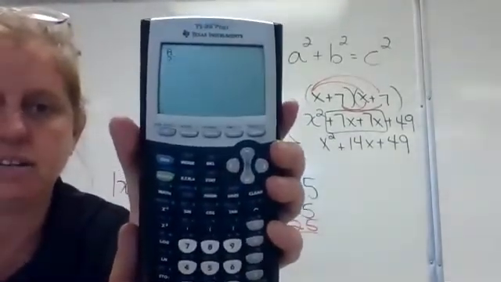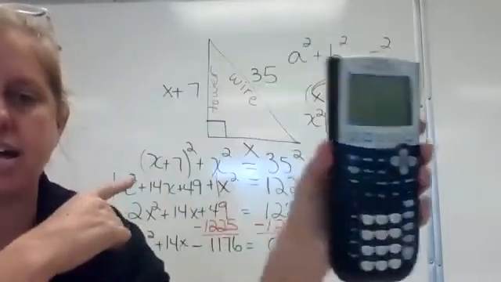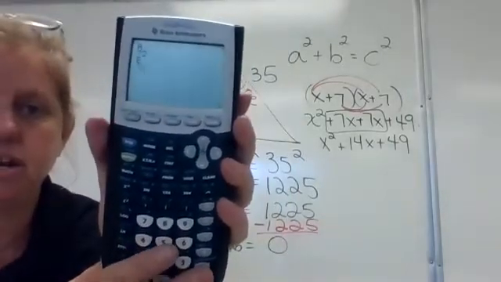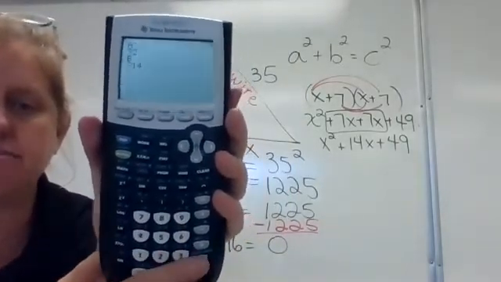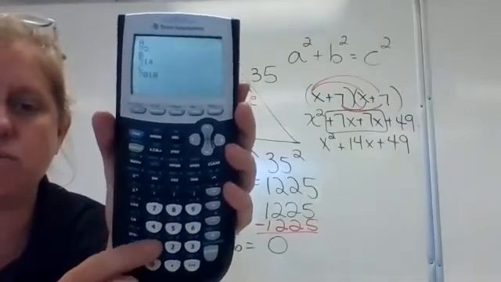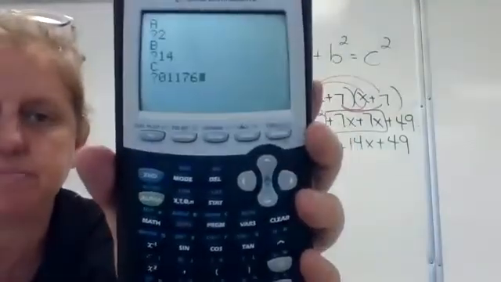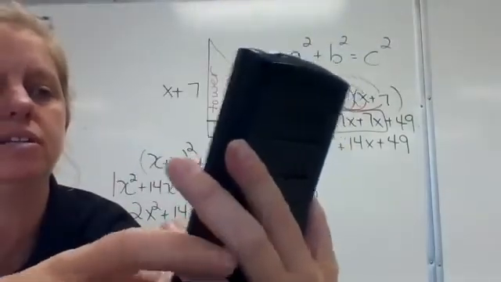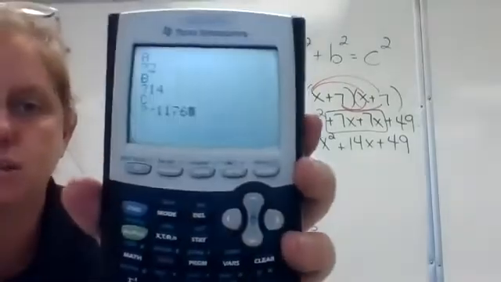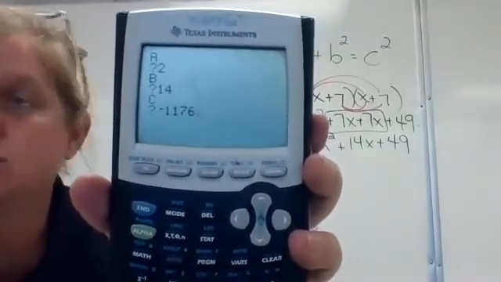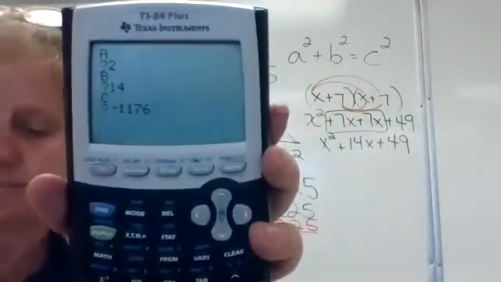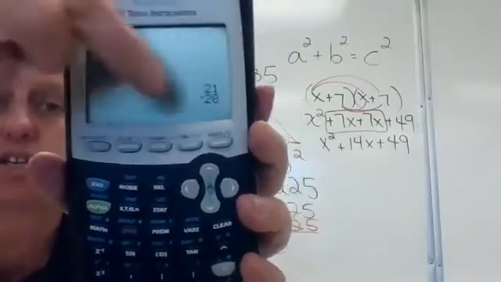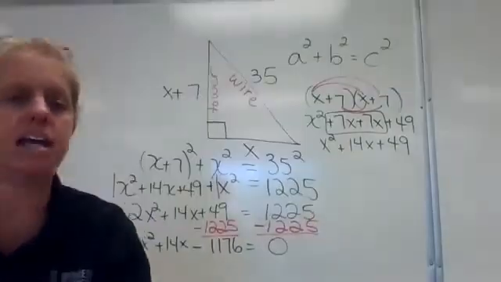So just hit enter again. What's your A? Your A is 2. Your B is 14. And your C was negative 1176. Uh-oh. Sorry. So 2, 14, and negative 1176. Hit enter. There. Now remember, it's a quad solution, so there's a good chance I'm going to get two answers, 21 and negative 28.